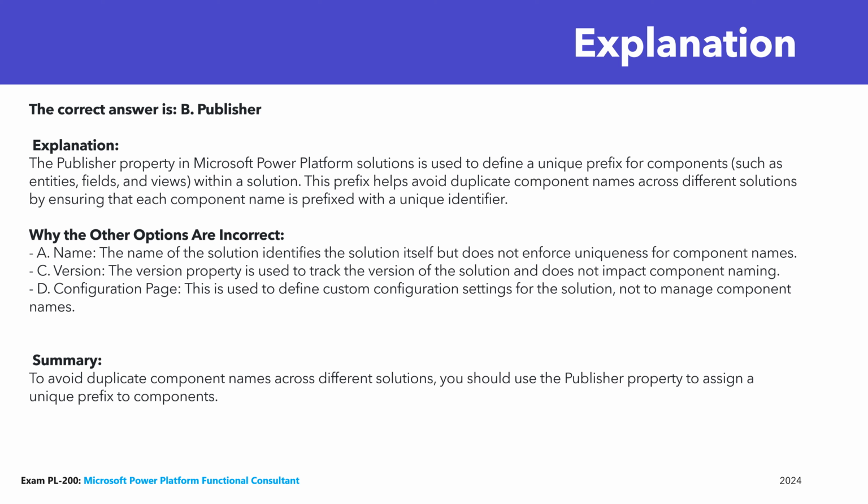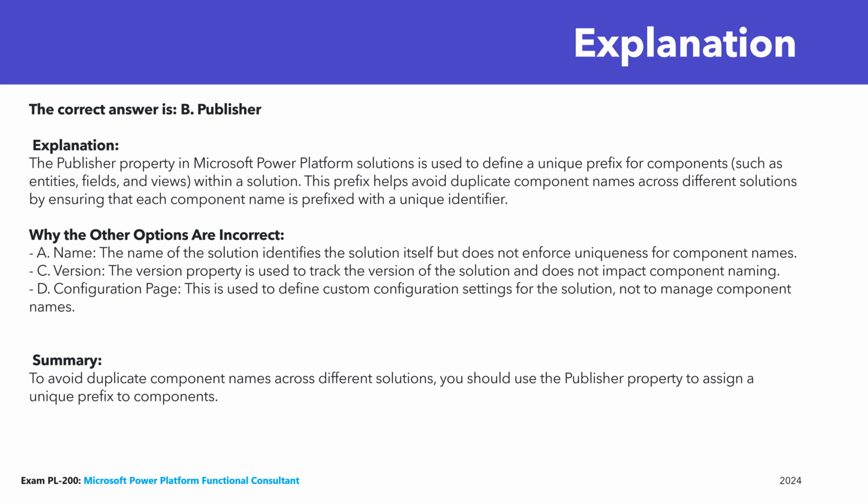The correct answer is B, publisher. Explanation. The publisher property in Microsoft Power Platform solutions is used to define a unique prefix for components, such as entities, fields, and views within a solution. This prefix helps avoid duplicate component names across different solutions by ensuring that each component name is prefixed with a unique identifier. Why the other options are incorrect.